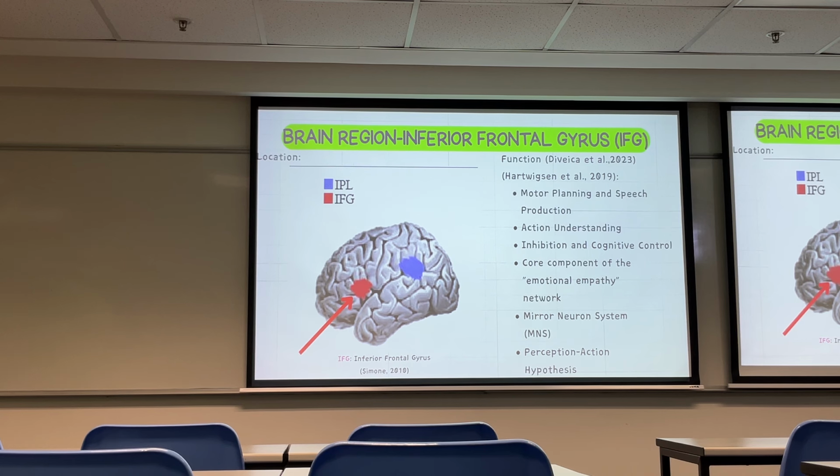Here are the functions of the IFG. The first one is motor planning and speech production, especially in the left hemisphere. BA44 and 45 are part of Broca's area, which is essential for speech production and language processing. The second one is action understanding. The IFG helps us understand the goal and intention behind actions performed by others. The last one is inhibition and cognitive control. It plays a role in stopping automatic responses and selecting appropriate behavior.